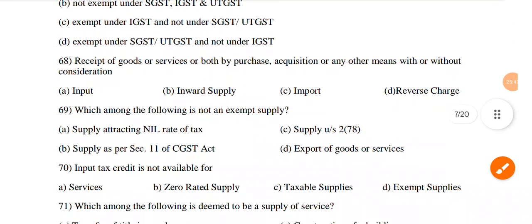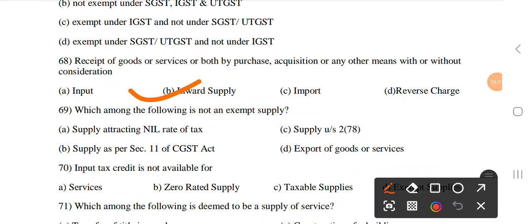Next question, receipt of goods or services or both by purchase and acquisition or any other means with or without consideration. Option A, input, B, inward supply, C, import and D, reverse charge. The correct option is B, inward supply.